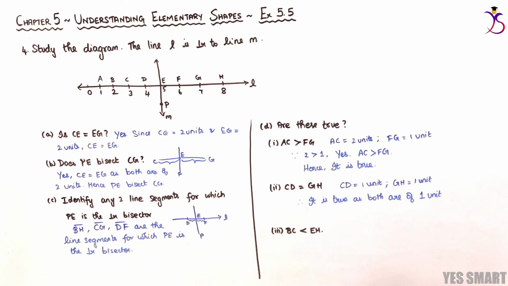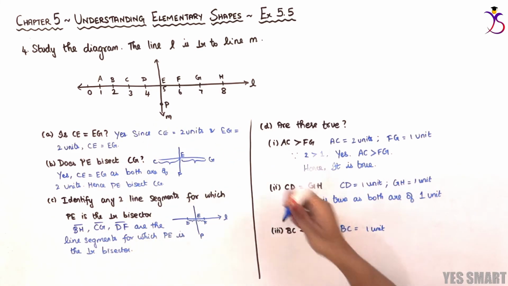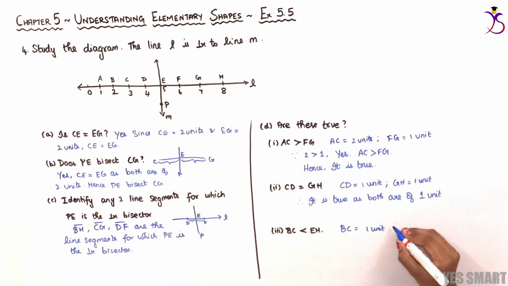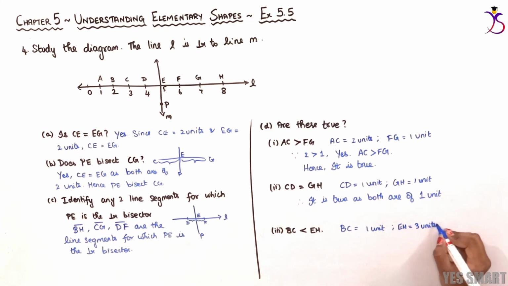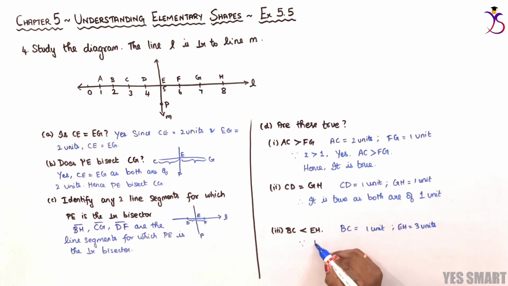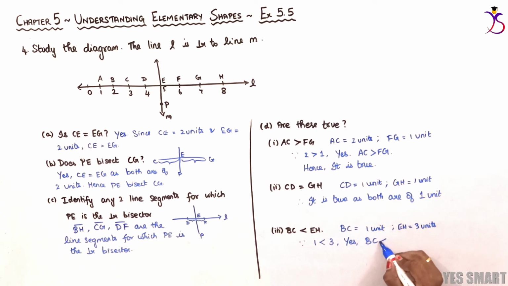The last subdivision, BC is less than EH. The value of BC is 1 unit. The value of EH is 1, 2, 3, 3 units. Since 1 is less than 3, this statement is true. Hence, yes, BC is less than EH. The value of BC is 1 unit, which is less than the value of EH, which is 3 units. So the given statement is true.